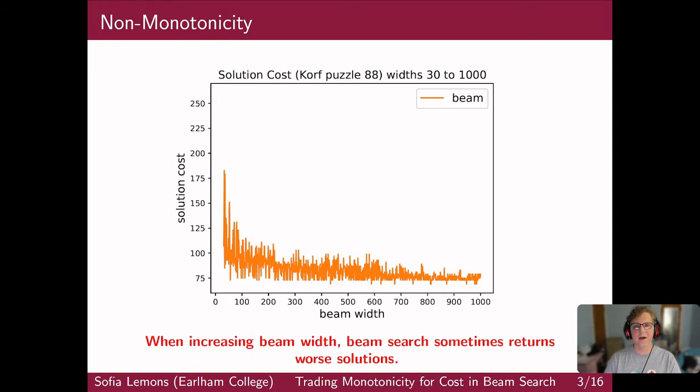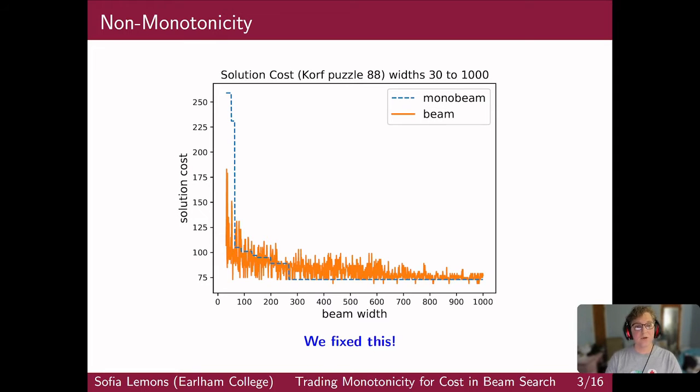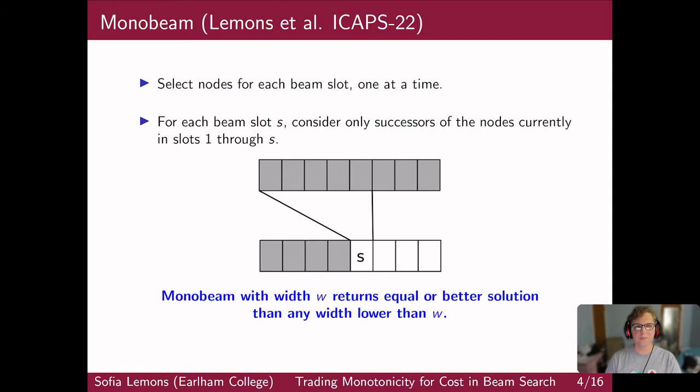In previous work, we've fixed this by providing the algorithm monobeam, which is guaranteed that as beam width increases, solution cost will be as good as or better than would have been found at lower beam widths. The monobeam algorithm selects nodes for each beam slot one at a time.